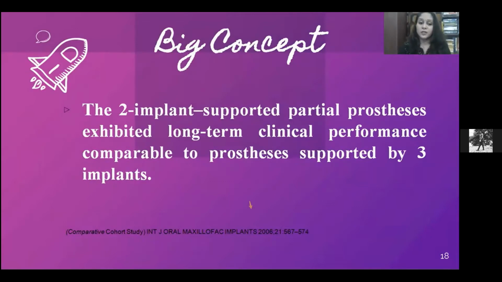A comparative cohort study also reported that the two implant-supported partial prostheses exhibited long-term clinical performance comparable to prostheses supported by 3 implants.